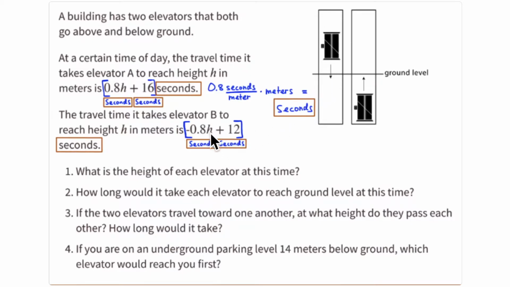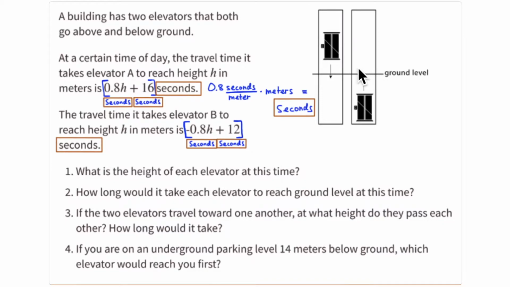If it's a negative 1 meter, then this is going to be a positive 8/10. A negative 8/10 times negative 1 is a positive 8/10. So it's going to take 12 8/10 seconds to get to 1 meter below ground. So it's going to take more than 12 seconds to get below ground. If this is a negative 1, this is going to become a negative 8/10. So this would be 15 2/10 seconds. So less time to get to 1 meter below ground. So it makes sense. This elevator is going up. To reach these levels, it takes less time than it takes to get to ground level.